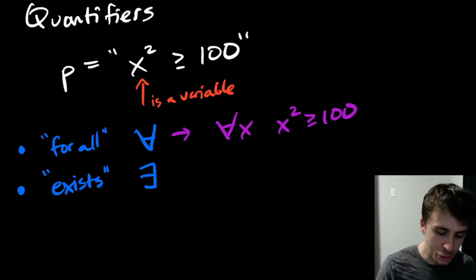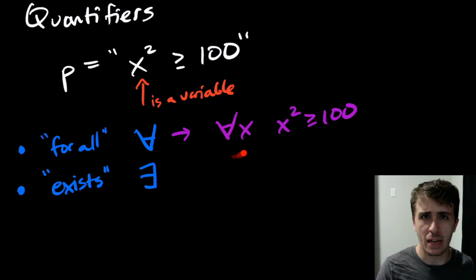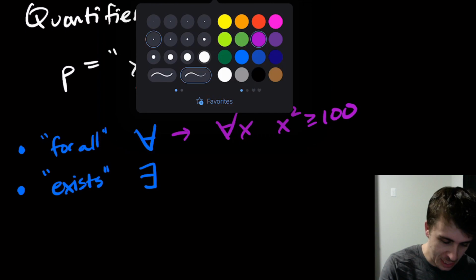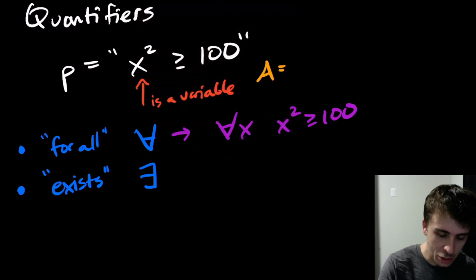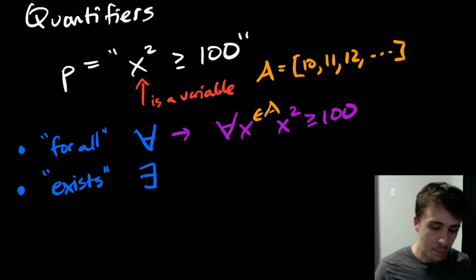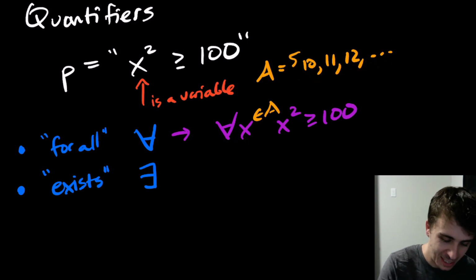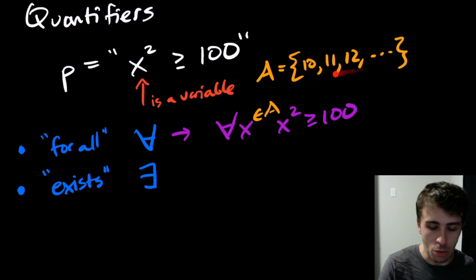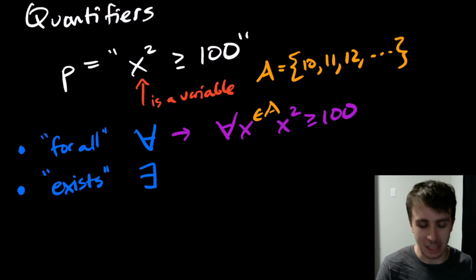One thing that we should note is, what is x actually quantified over? If I had, for example, a set A to be the integers 10, 11, 12, etc., and I said that for every x in A, then this statement would actually be true, because every single value of x in this set, if I stick it in for the value x in this proposition, then x squared is at least 100, no matter what. So the set that you quantify over is actually really important too.